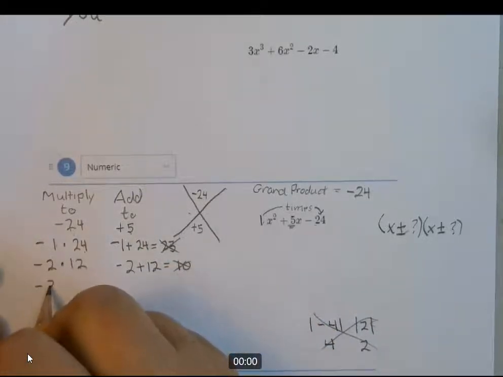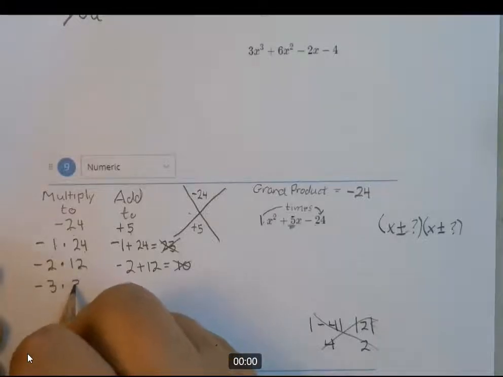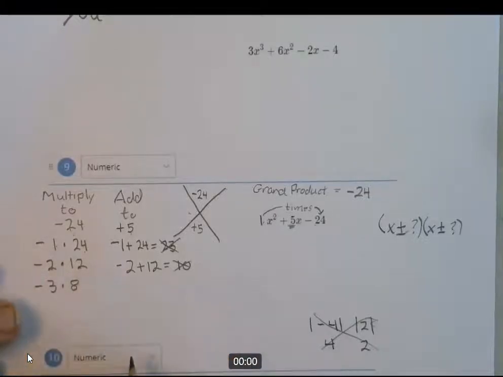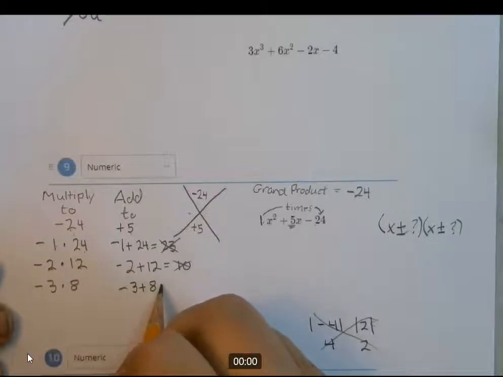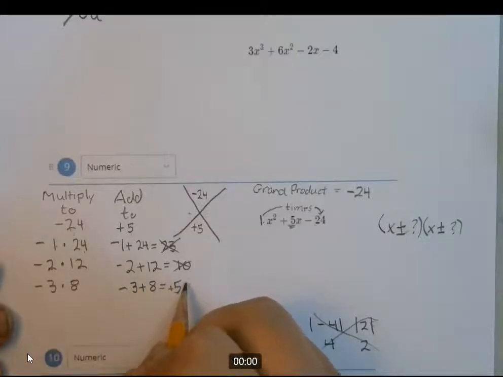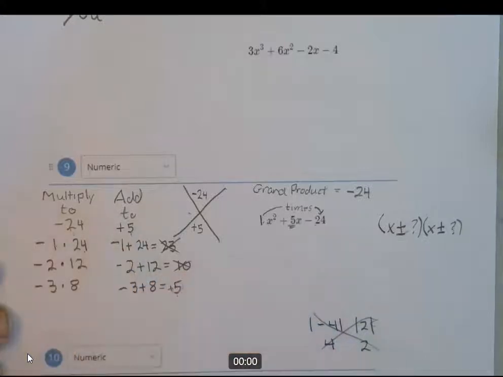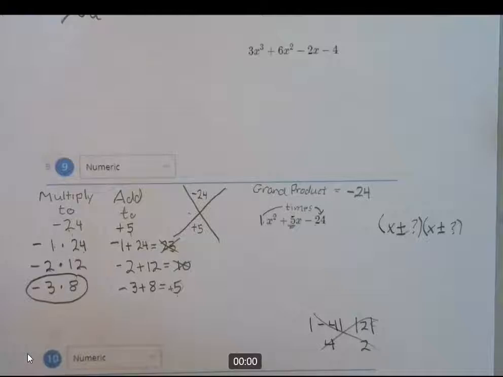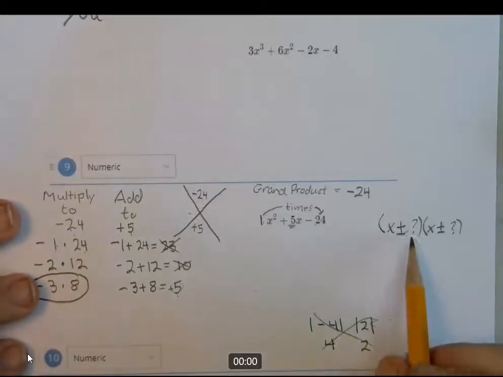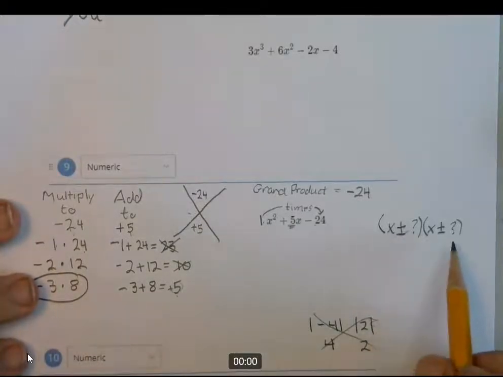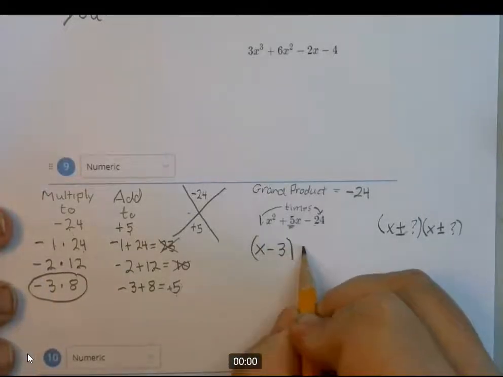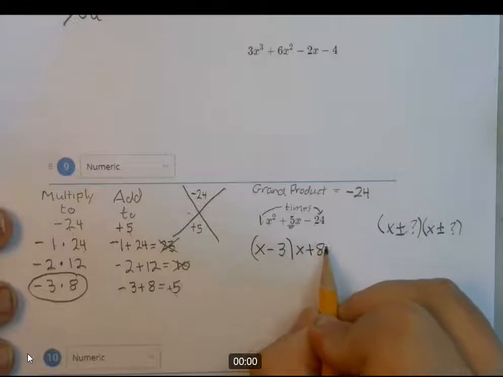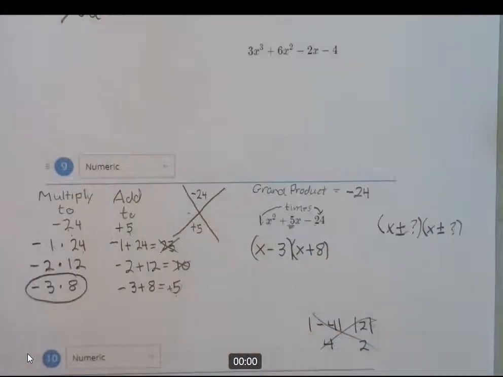How about -3 times what? Well, it'll be -3 times 8. Okay, so you come over here, -3 plus 8 equals +5. And that's the one that I want. +5, that's what I'm trying to find. So these are my two numbers, -3 and 8. So what you do is you come over and you write two binomials in this form. x minus 3 times x plus 8. And that's your answer. Let's prove it.